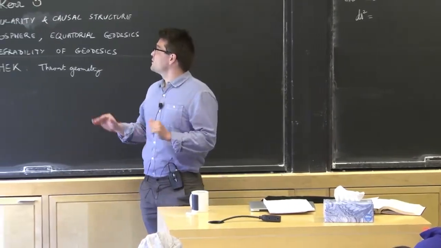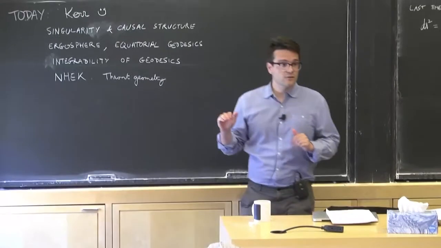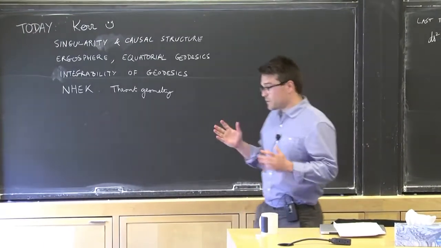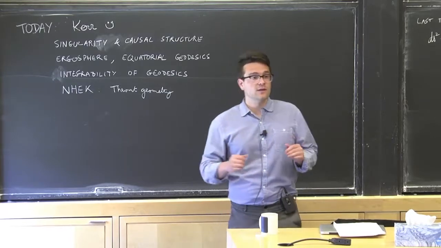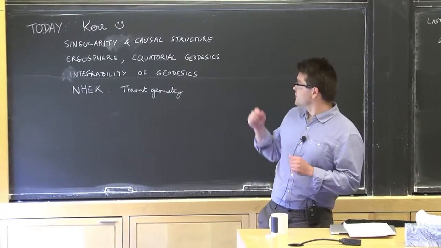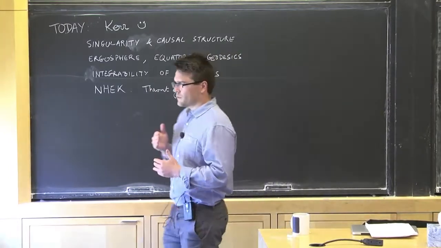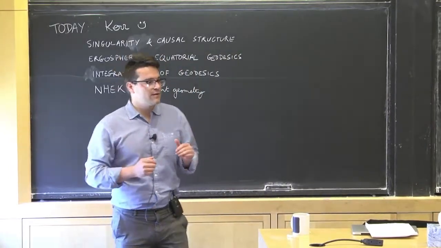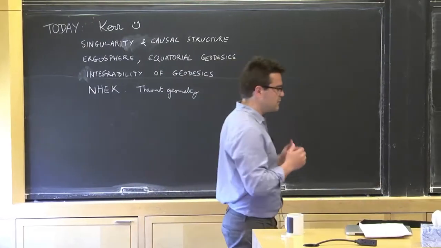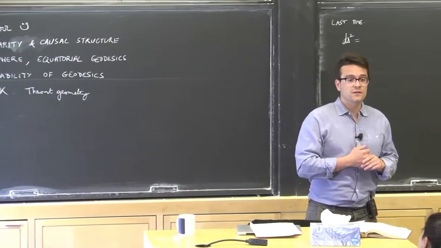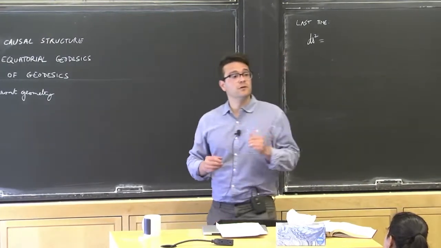So the plan is to go through the singularity structure and the causal structure of the spacetime. Then I want to discuss some special features that are new in the rotating Kerr black hole, such as the ergosphere. I'll also try to give you some intuition for what happens around the event horizon. There are some qualitatively new phenomena, and those are best understood, I think, by playing around with the equatorial geodesics a little bit, which are mathematically simple but help us build some intuition.